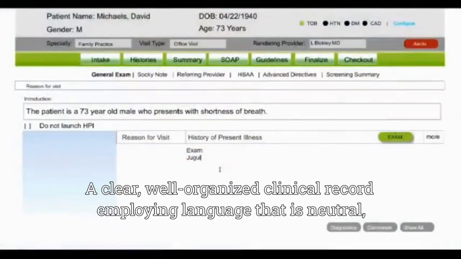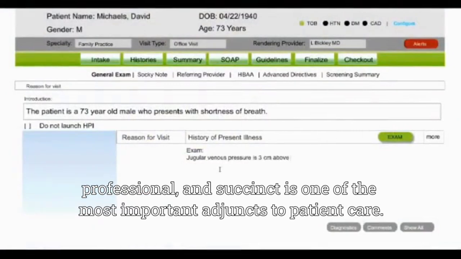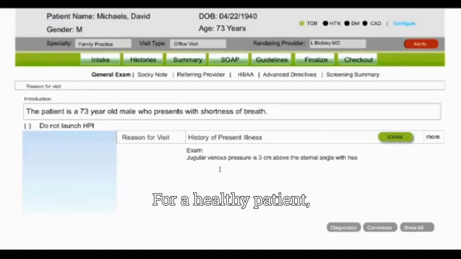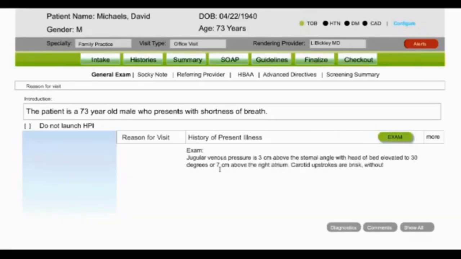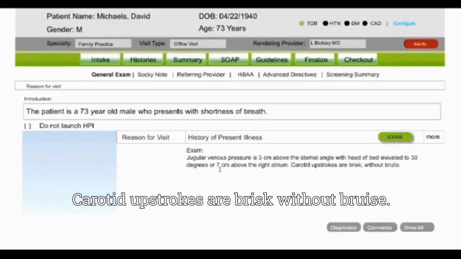A clear, well-organized clinical record, employing language that is neutral, professional, and succinct, is one of the most important adjuncts to patient care. For a healthy patient, your write-up might include language such as, Jugular venous pressure is 3 centimeters above the sternal angle with head of bed elevated to 30 degrees, or 7 centimeters above the right atrium. Carotid upstrokes are brisk without bruits.